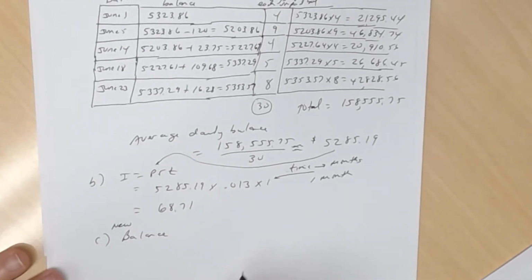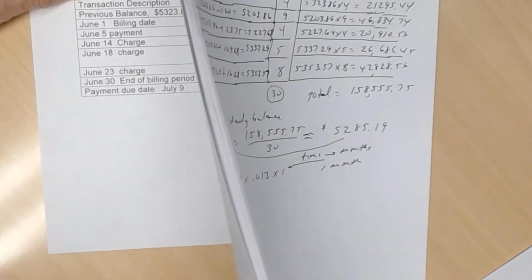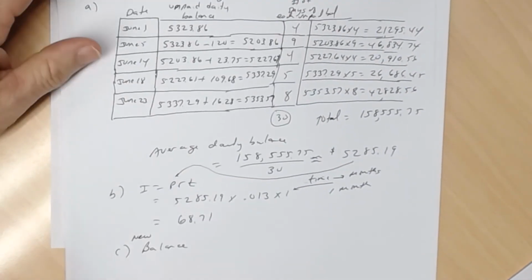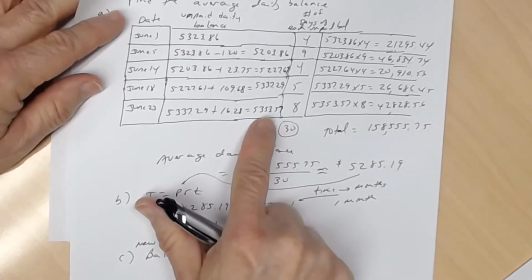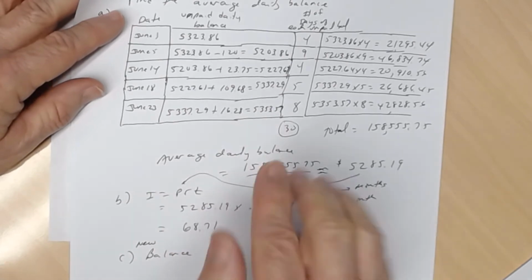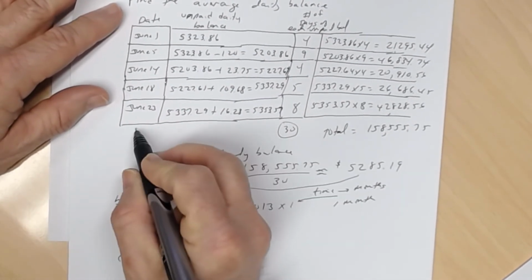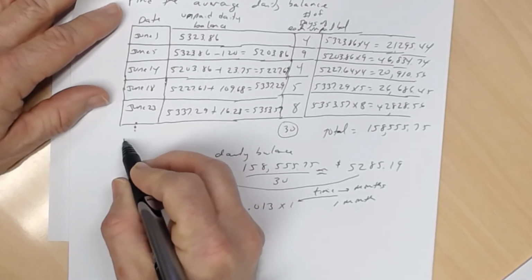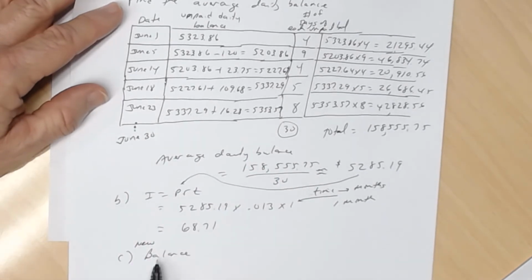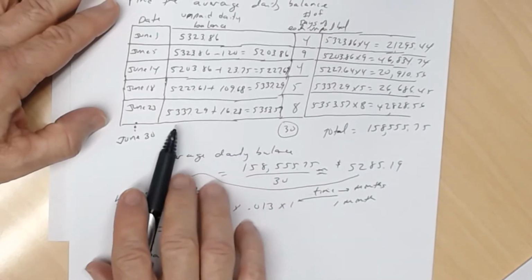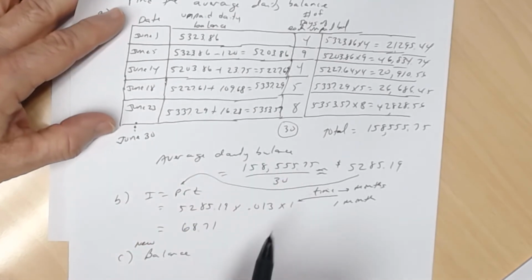Okay, the new balance will be the old balance. Let me go back and find it. So the old balance, which is here, right? That was the balance. Notice this was the balance. Let me write it here. It's important you know that. So right here, that was the balance on June 30th. So from June 23rd to June 30th, that's your new balance, right?